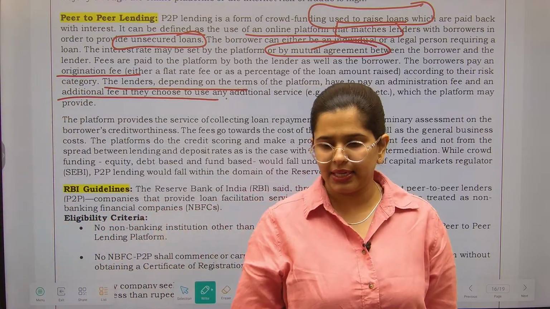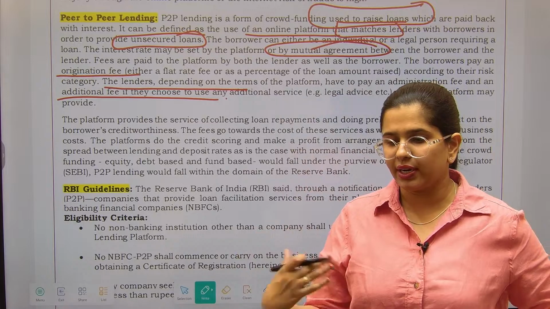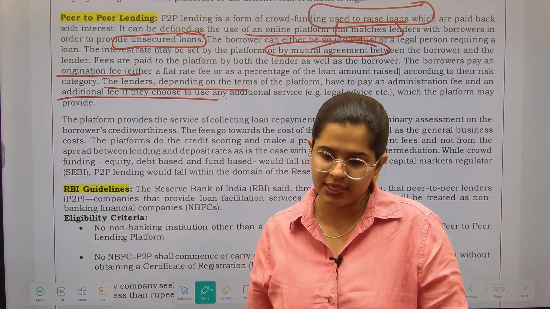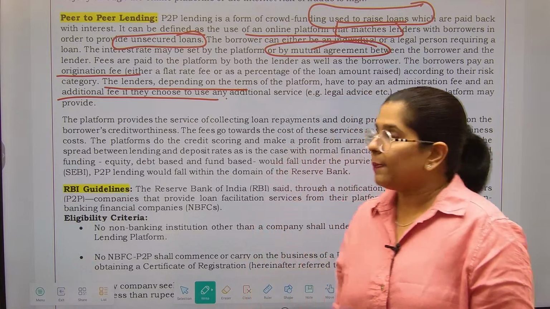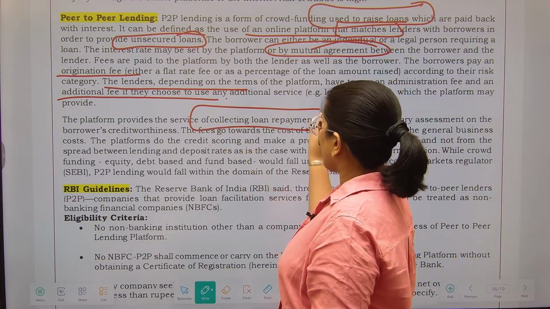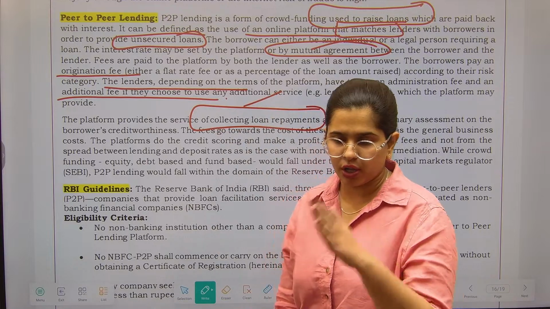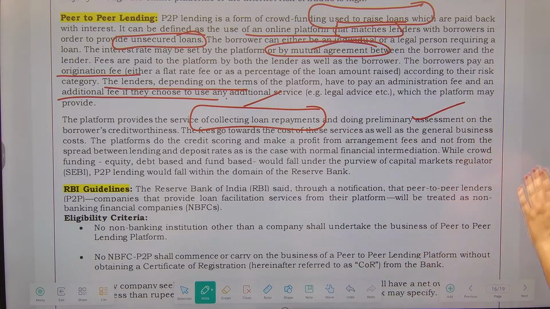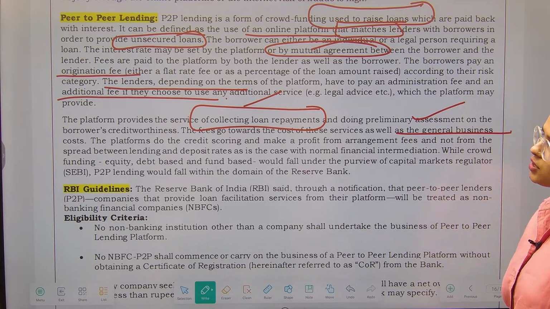The platform is acting as a mediator, and the platform will decide what kind of charges they are going to charge from their lenders as well as the borrowers. It is up to them. The platform provides the services of collecting loan repayments, acts as a mediator, so it has to function accordingly. It does a preliminary assessment of the borrower's creditworthiness, and the fees go towards the cost of these services as well as the general business cost.